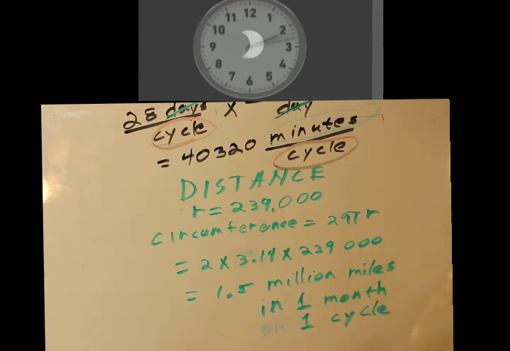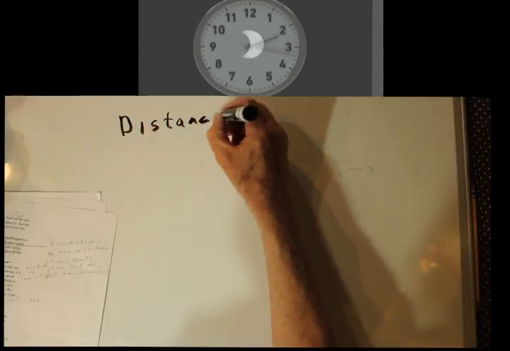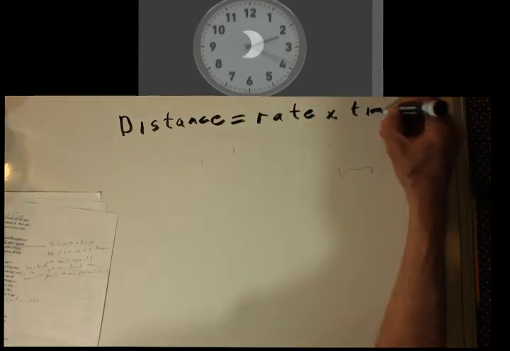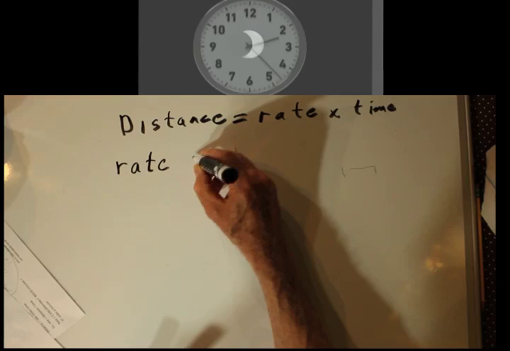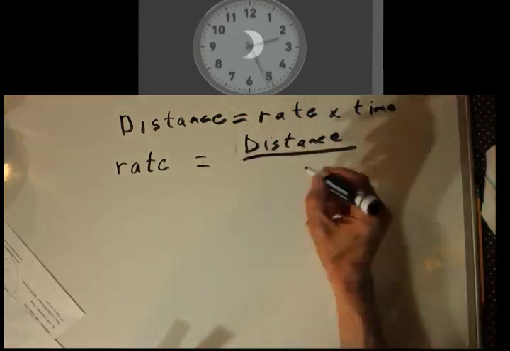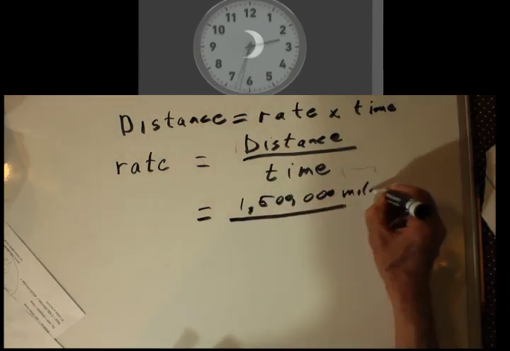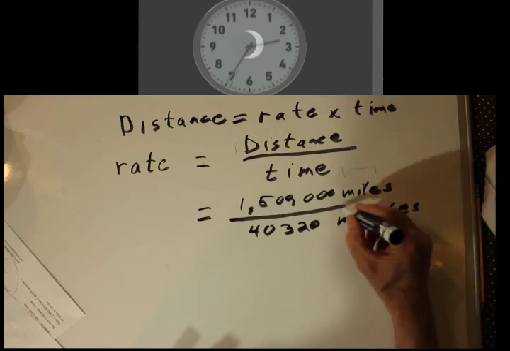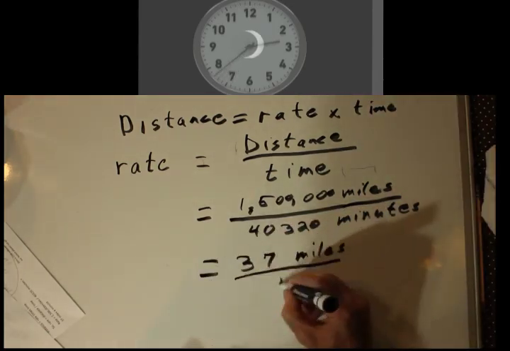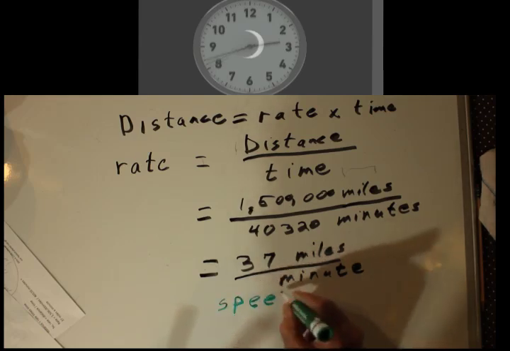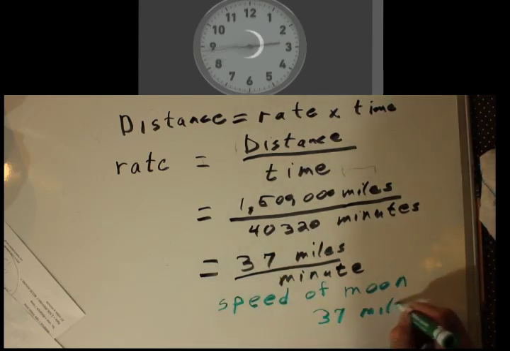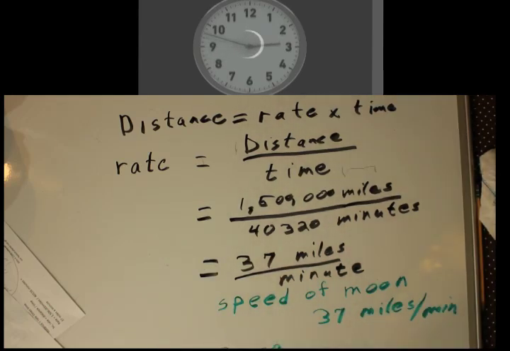This exercise is all about distance equals rate times time, so rate is equal to distance over time. So the rate is equal to 1.5 million miles divided by 43,000 minutes is equal to 37 miles a minute. So we know that the moon moves 37 miles a minute.